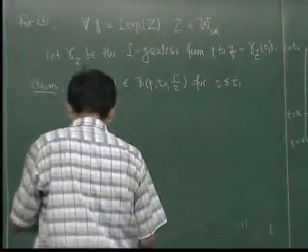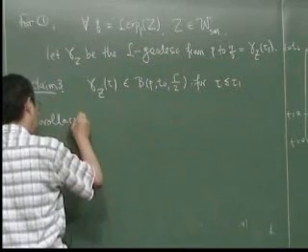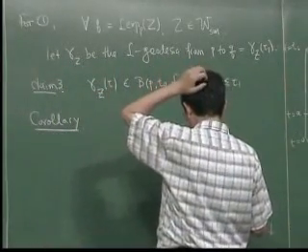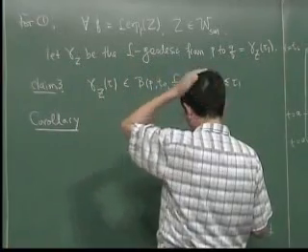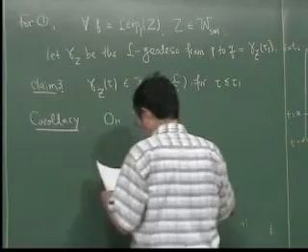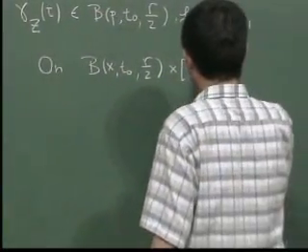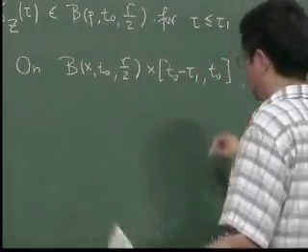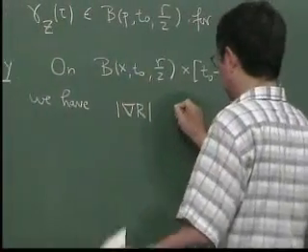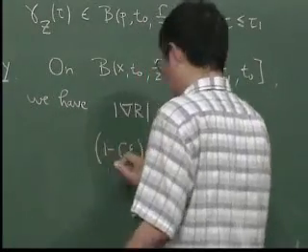So let me first claim this. Then I want to get a corollary of this. So this is claim 3. The corollary is the following. As long as y is inside here, we claim for all points on B of x, t0, r over 2, cross this interval t0 minus tau 1 to t0, we have a gradient of scalar curvature bounded by C1, some uniform constant, and 1 minus C epsilon of G.